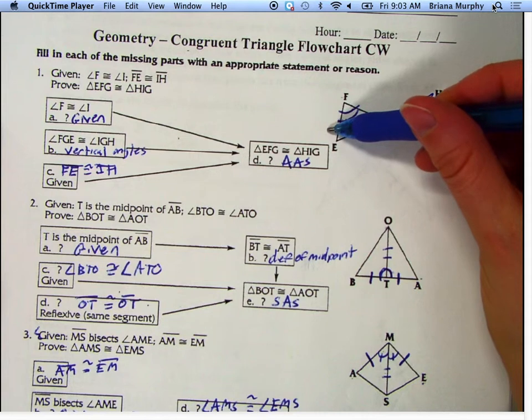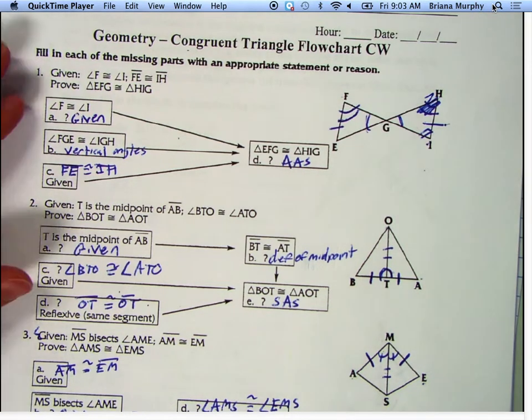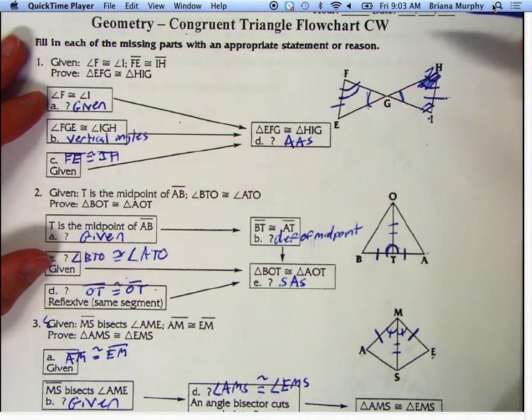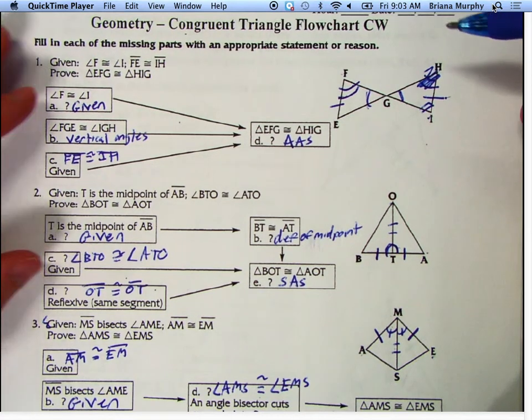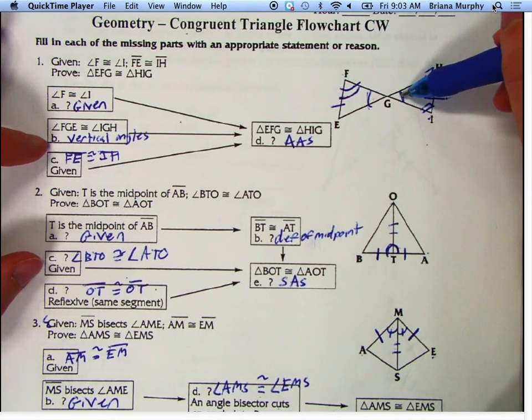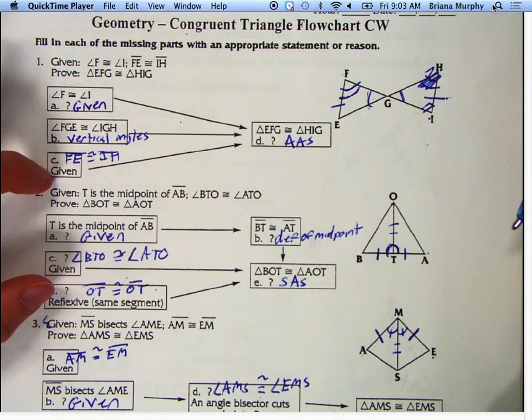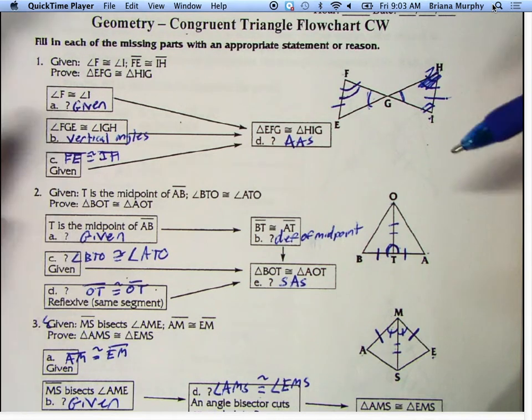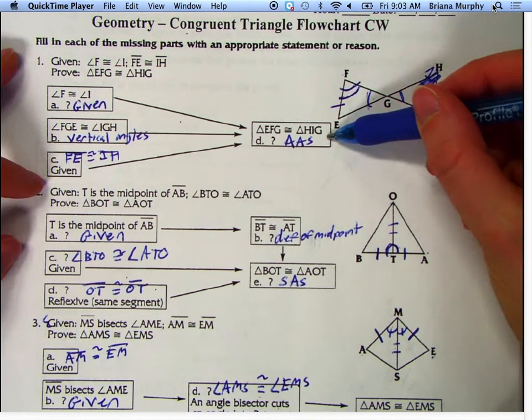Okay. So I have F and I are congruent, given. I have vertical angles, and I have my other given, FE is congruent to IH. So since I have these three things, it is congruent by angle, angle, side.